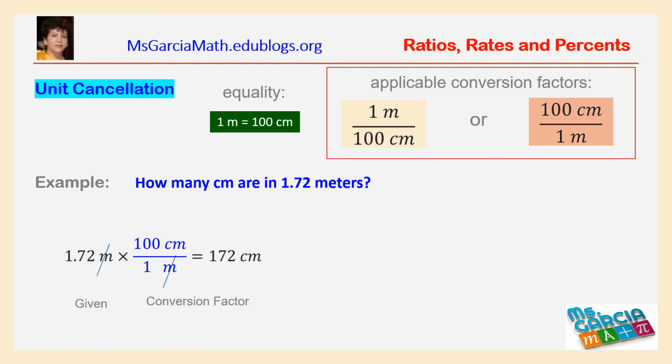Unit cancellation is just a method of converting numbers to different units. We always write conversion factors so that the unit we are changing from is on the bottom, so they cancel out. The answer is 1.72 meters equals 172 centimeters.